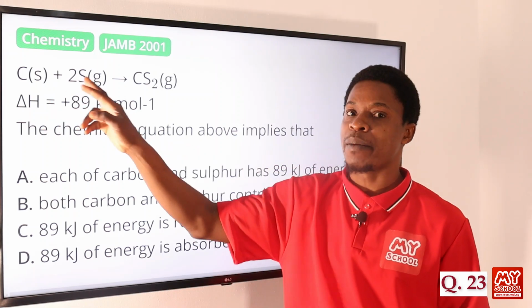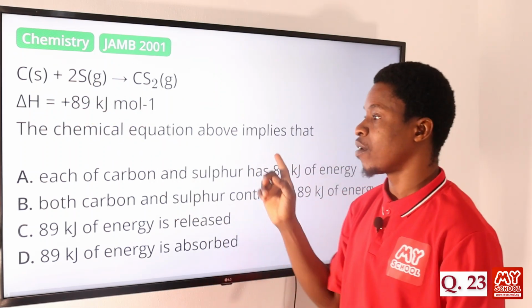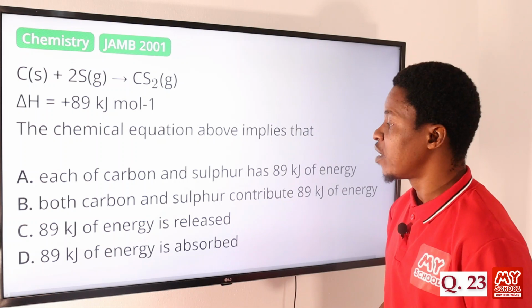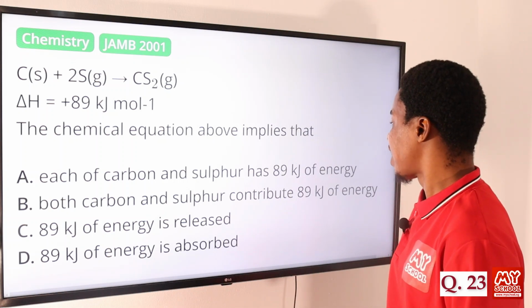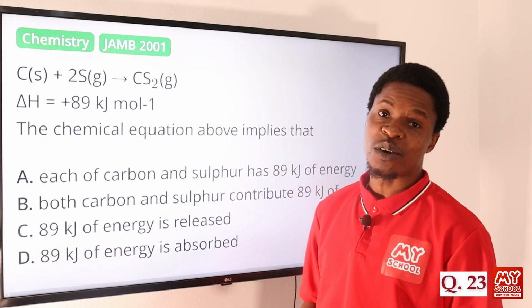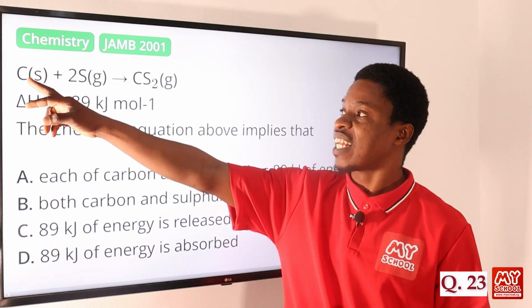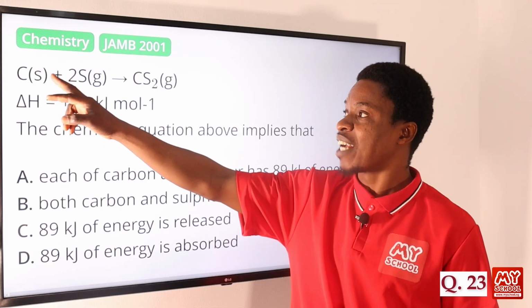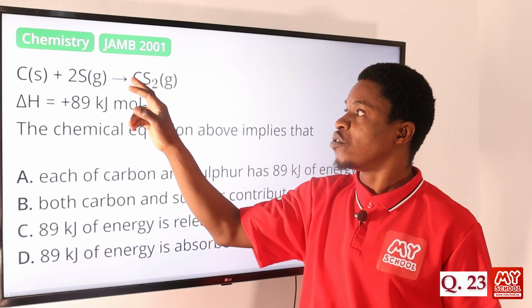So it is not each of them having 89. No, so that is wrong. Option B, both carbon and sulfur contribute 89 kilojoules of energy. No, both of them did not contribute it. What happens is that this one and this one actually reacted to produce this.